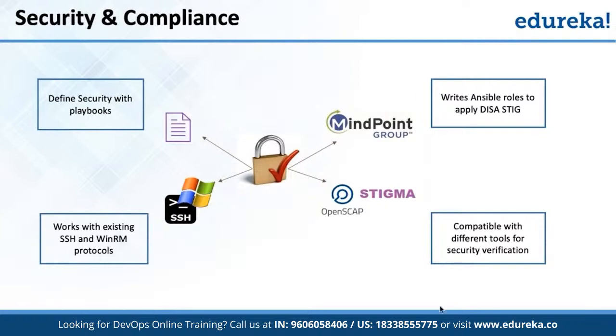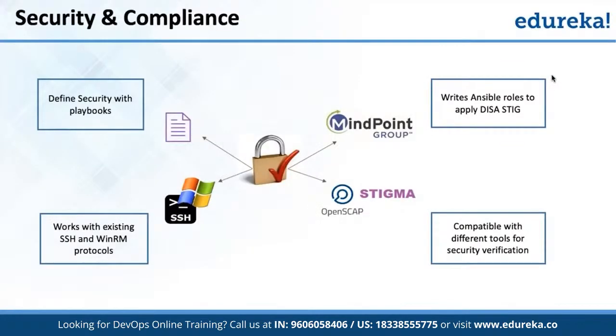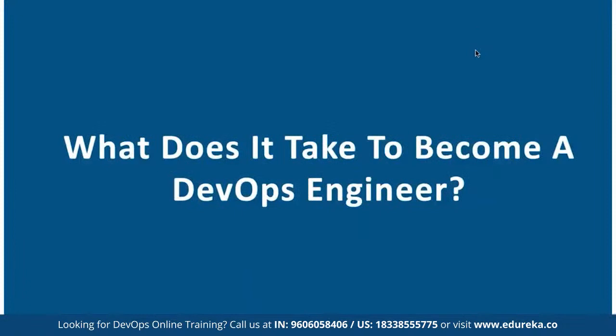If you have some third-party tools for security in your organization, Ansible can be compatible with those also. You can use Ansible for security verification, for the RBAC model, for SSH, for WinRM, all those things Ansible can be used for. Let's try some Ansible hands-on, and then we'll come to other parts of the slide.